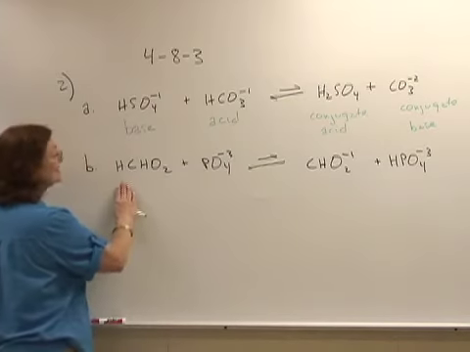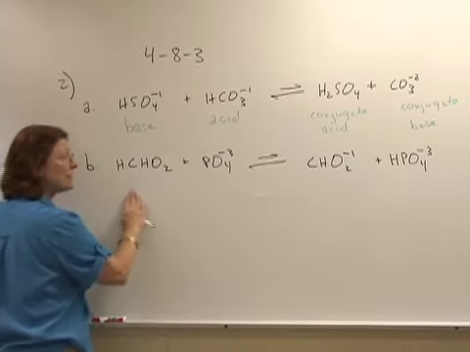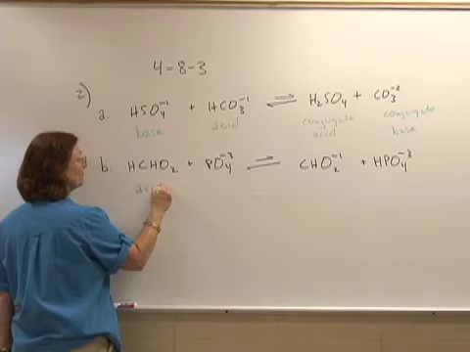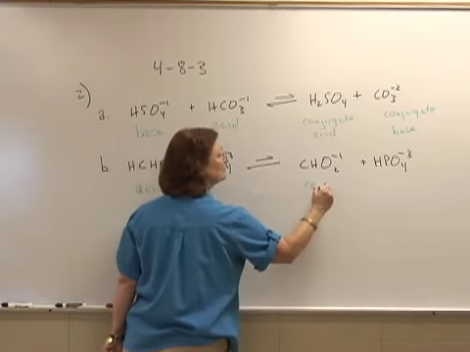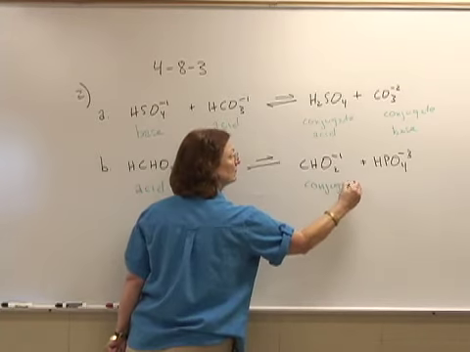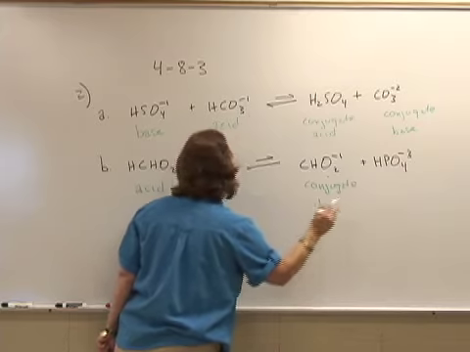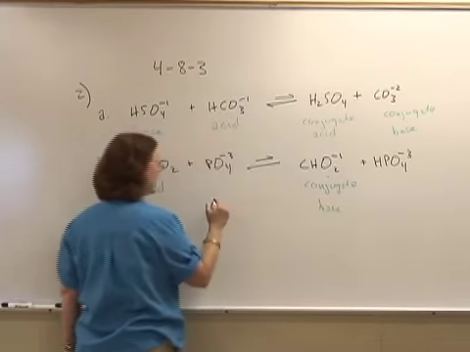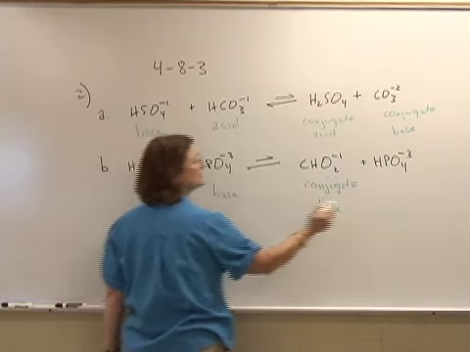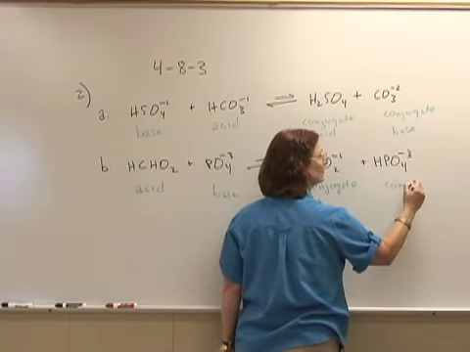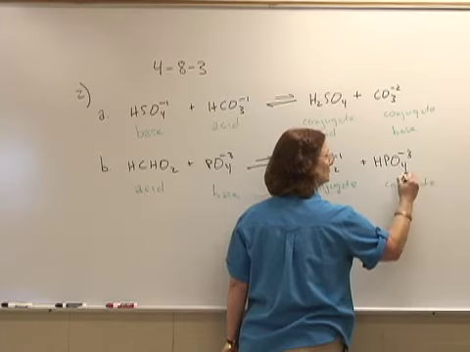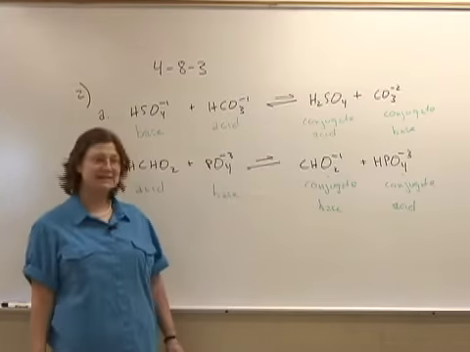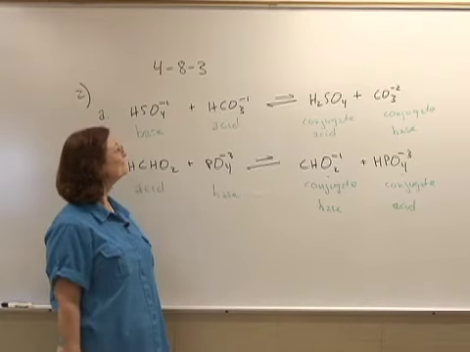In the second case, I see here that this compound has lost a hydrogen over here, and therefore this is my acid, and this is the conjugate base. This is the base because it accepted a hydrogen, and this is my conjugate acid. That's the Bronsted-Lowry theory.